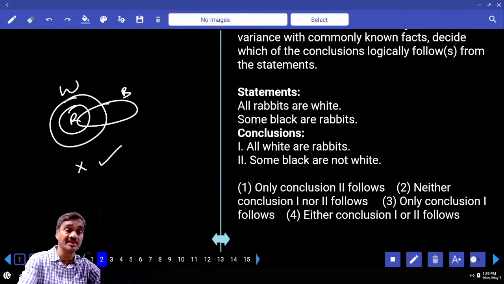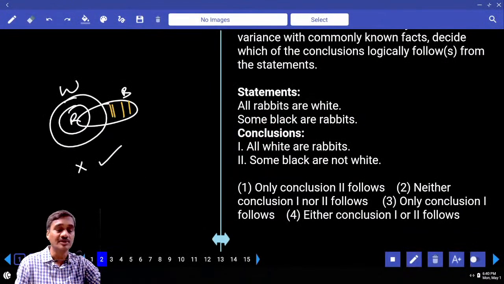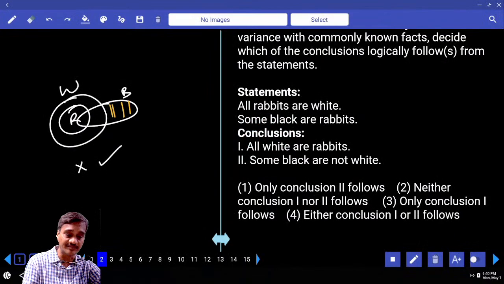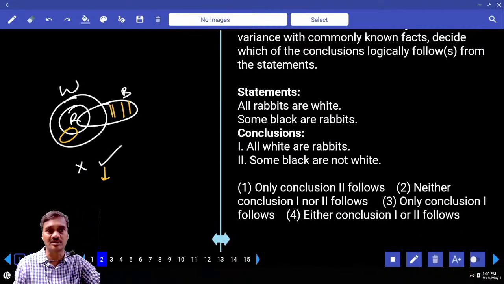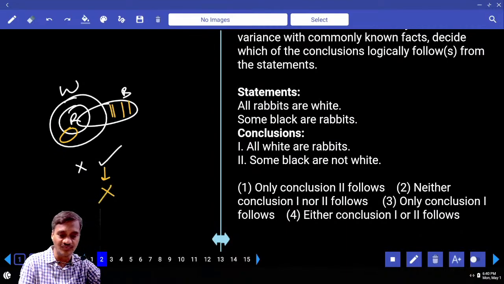As of now, true. Now these are the black which are not white, is true. To make this one false, alternate diagram, then all black must be white. Tell me whether I can write black like this or not. By doing so, alternate diagram false. Then all white are rabbits, is it true? Now also it is false.